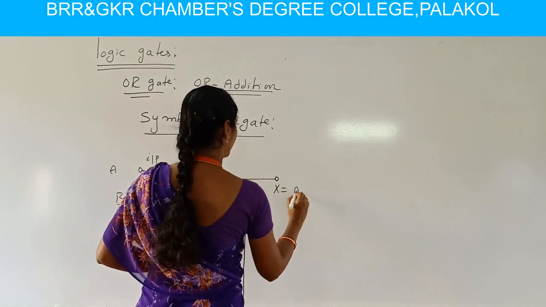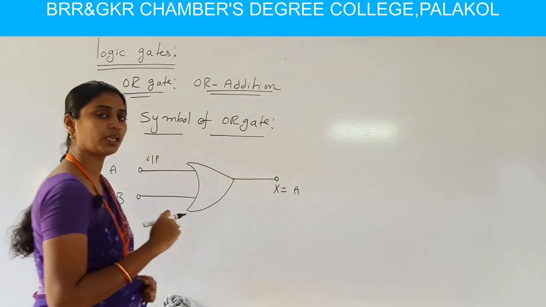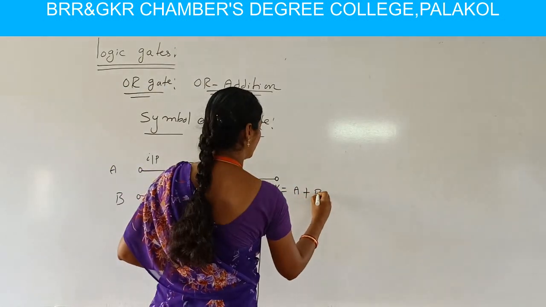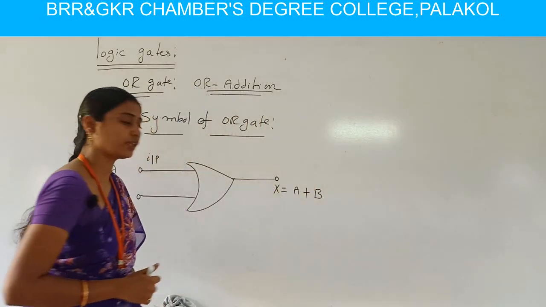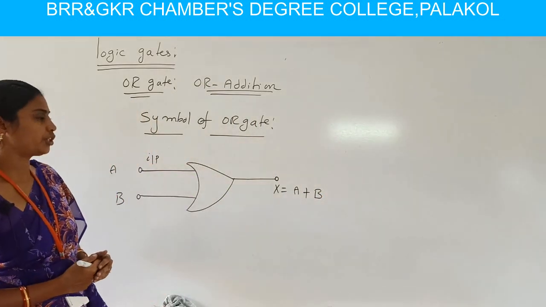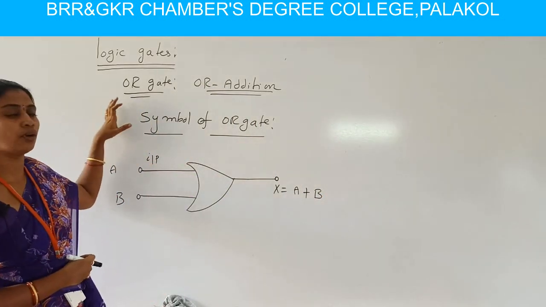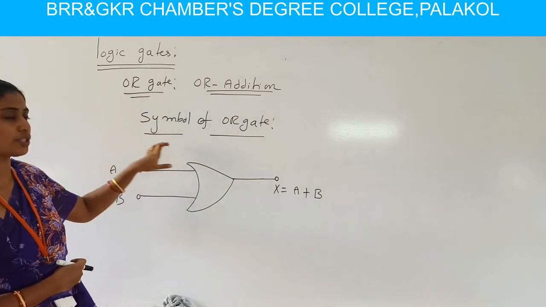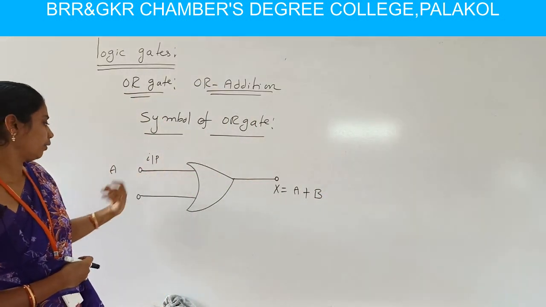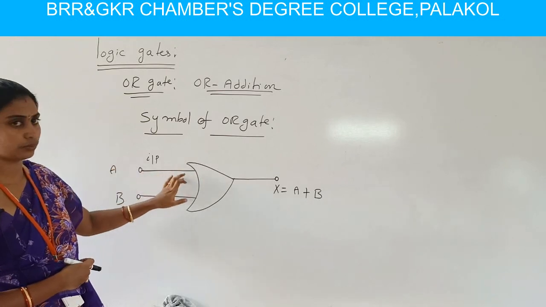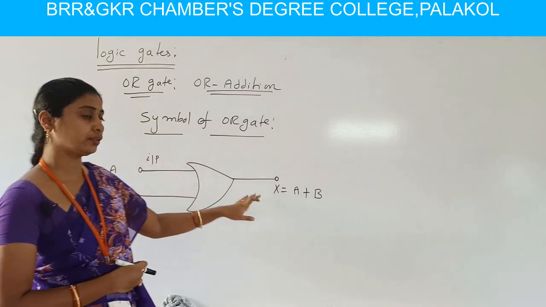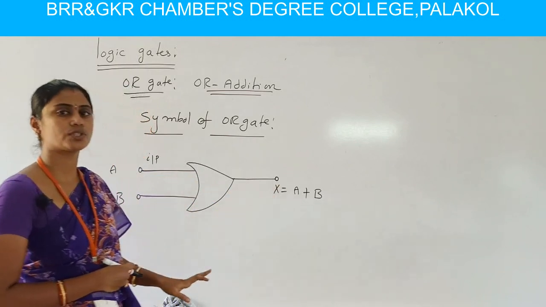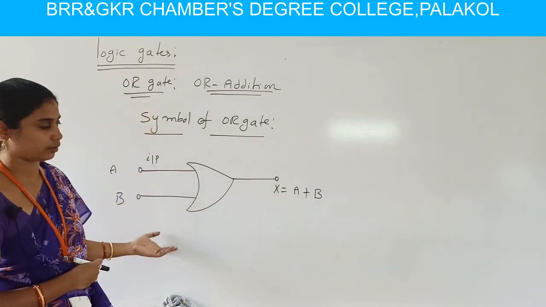X is equal to, here it is an OR gate. Here the operation is binary addition. Hence X is equal to A plus B. This is the binary addition operation undergoing in OR gate, or OR addition. So for the circuit symbol of OR gate we take A, B as 2 input variables and we get the output X is equal to A plus B. This is the circuit symbol for OR gate.